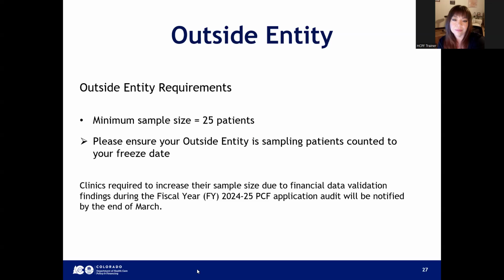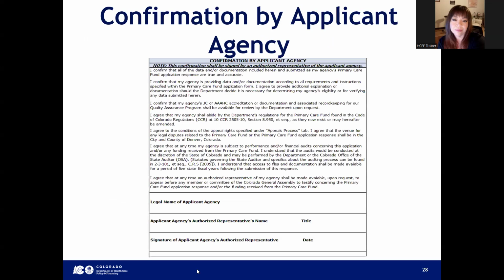Clinics required to increase their sample size due to data validation findings during the fiscal year 24-25 application audit will be notified by the end of March. We are still wrapping up audits, so I don't have that information right now, but I am hoping to have that by the end of the month. The confirmation by applicant agency needs to be signed by an authorized representative confirming that all the data and documentation submitted during the application response is accurate and true.